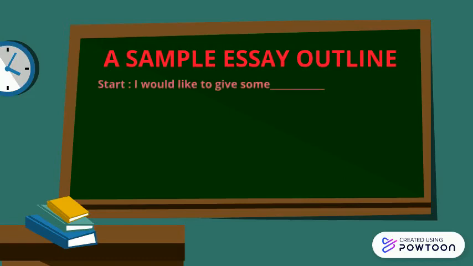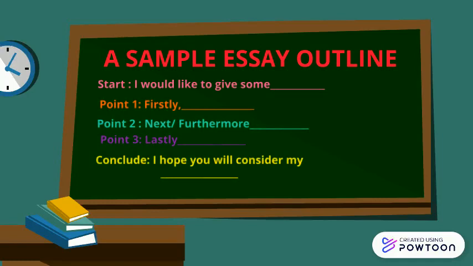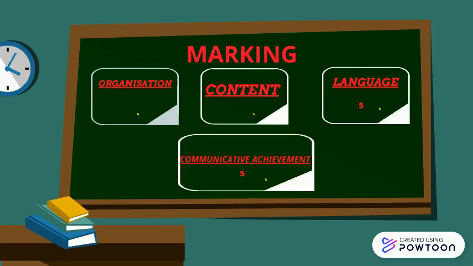This is a sample essay outline, starting with the pink color, followed by the orange color, then bluish green color, and then purple color, and lastly end your essay with the yellow color.